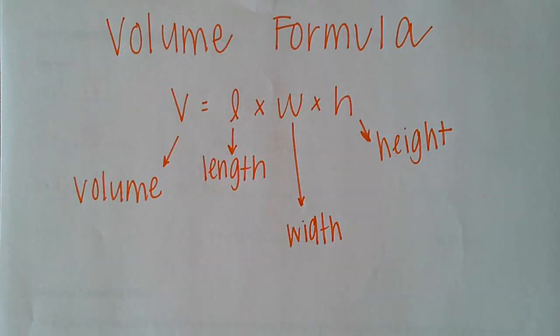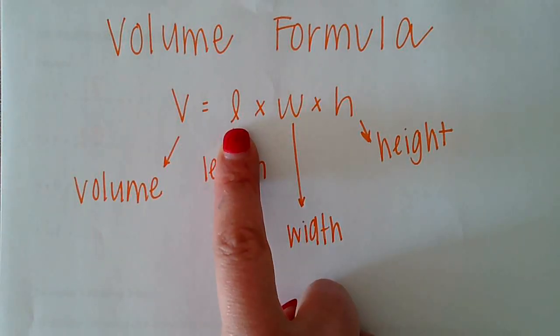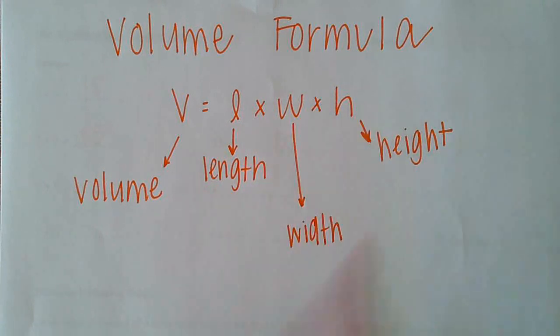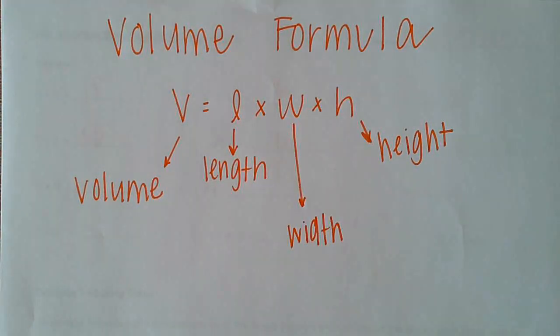Today we are going to practice problem solving with volume. We already know that volume is the amount of space a 3D object takes up, or how much space is inside of a 3D object. We also know that to find volume, we use volume equals length times width times height. Our formula is V equals L times W times H.